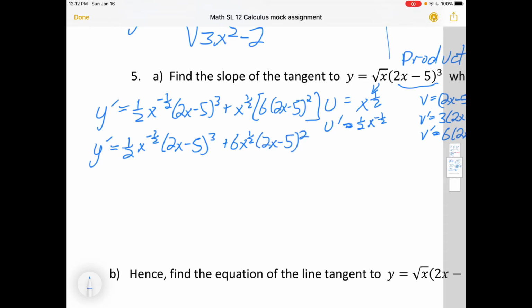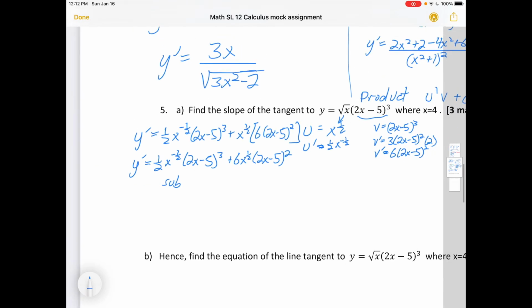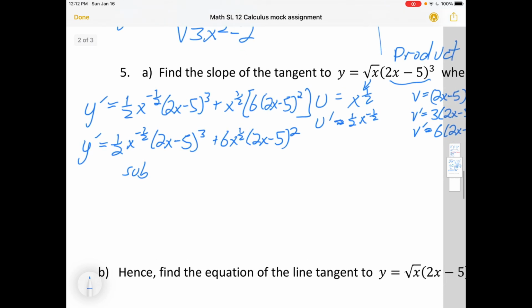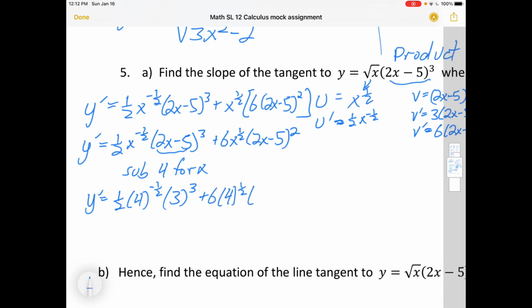Okay, there is a common factor here of (2x minus 5) all squared. There are ways to write this in fractional form. But really we want to know the slope where x equals 4. So sub 4 for x. So what will that give us? A half, 4 to the negative a half. I'm going to do the next part in my head. 2 times 4 minus 5, so that's 3 cubed. Plus 6, 4 to the half. And again, 2 times 4 minus 5 is 3 squared.